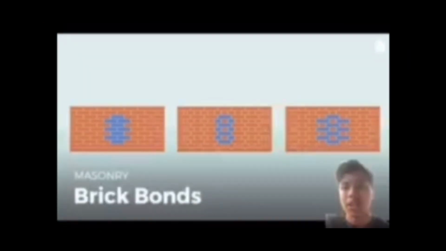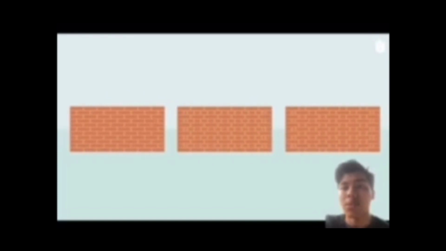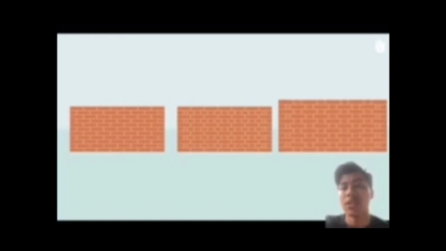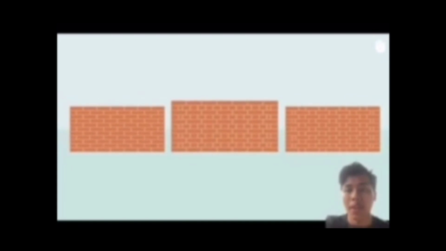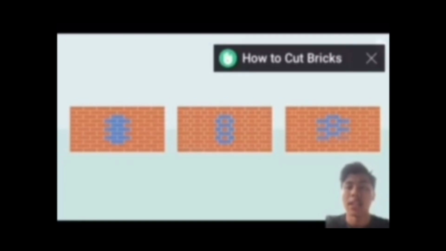The procedure of brick bonding begins with the stretcher bond. A stretcher is a brick laid horizontally with its longest surface towards the front of the wall. A course of stretchers is one in which all of the bricks are laid lengthwise.